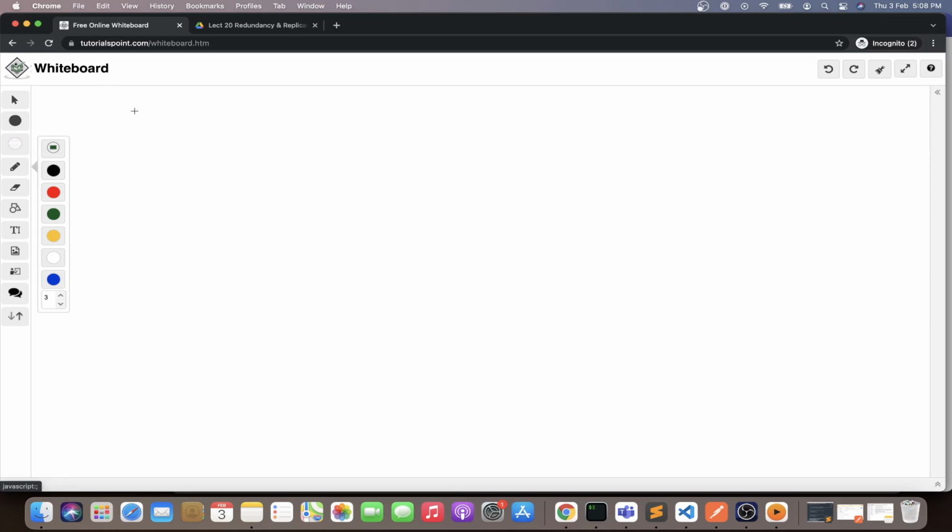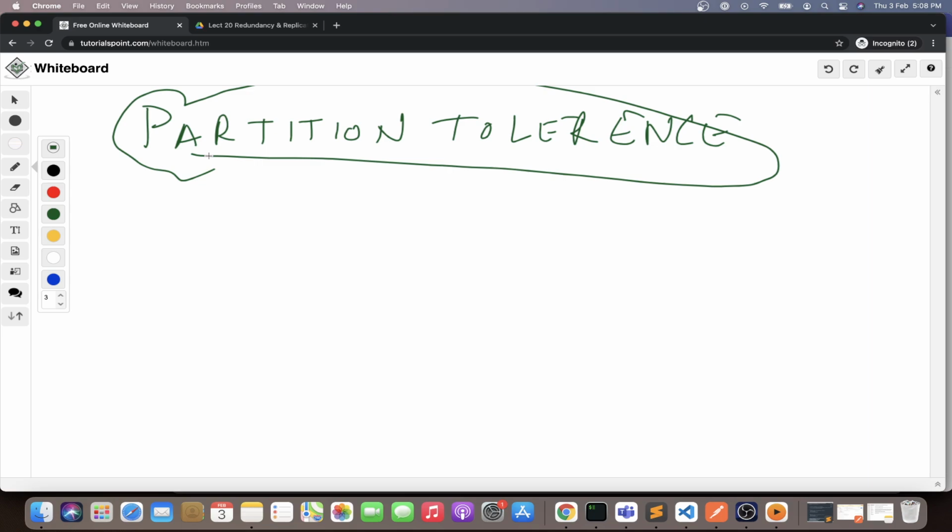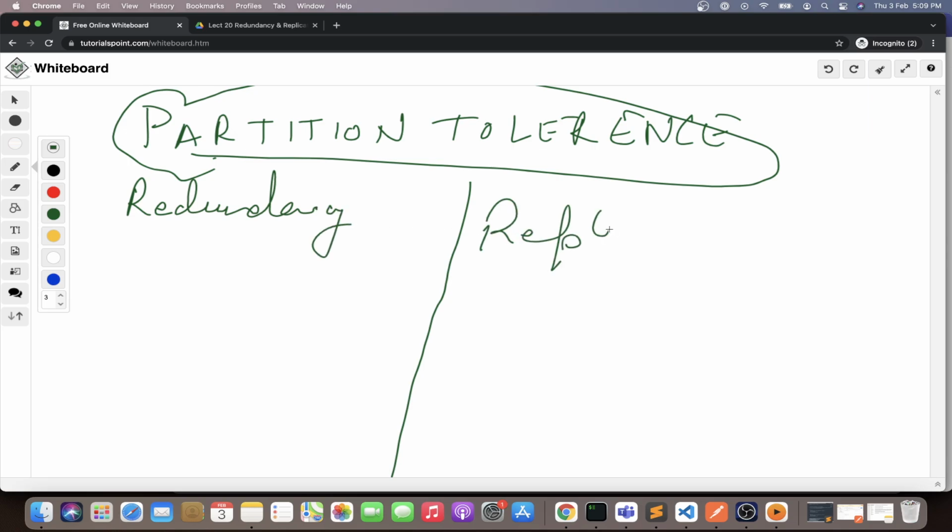So this partition tolerance has two major aspects. First one is the redundancy, the second is the replication. Cool. So first let's discuss redundancy.